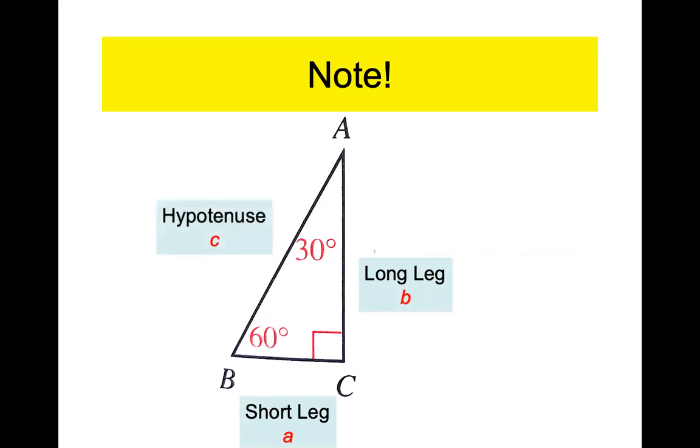Why is short leg A and long leg B? Well, remember, if you have a right triangle with legs A, B, and C... But why is short leg A and long leg B? That's why I'm saying we're not going to worry about whether it's called A or B. We're going to say short leg, long leg.